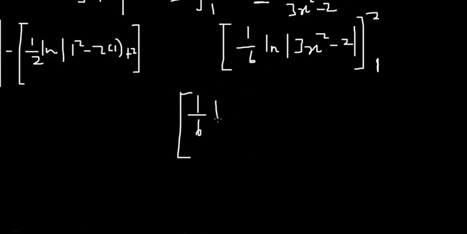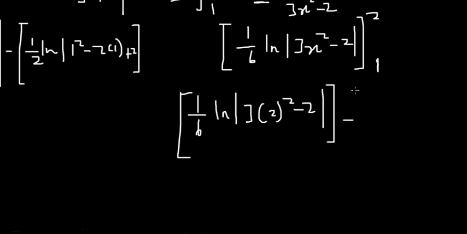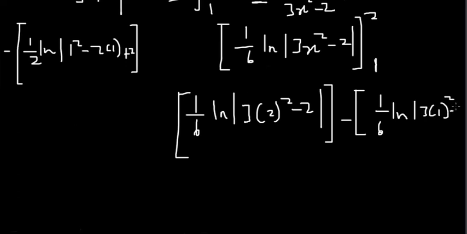So let's insert our limits. So we have 1 over 6, then we take the limit ln of 2 squared minus 2. Note that this is absolute, then you subtract that from 1 over 6 ln of 3 times 1 squared minus 2, and that's the absolute. So when you simplify the entire of this expression, you end up with 1 over 6 ln of 10, 1 over 6 ln of 10.